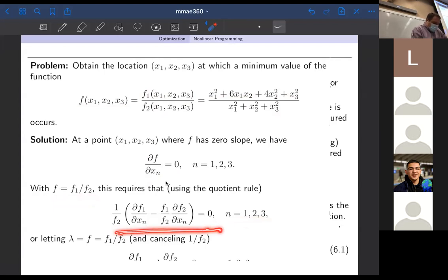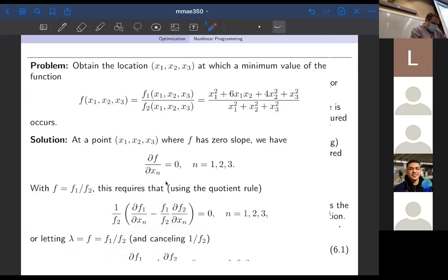Now, if I let lambda, I just pick some random Greek letter, there's a bunch of them, and I just picked a random Greek letter, just so happened to pick lambda, no particular reason, and I'm going to call that my f, which is f1 over f2. Now, why did I do that? Well, here's an f1 over f2, so I'm going to call that lambda. And you'll see why that's helpful in a moment. So I've just rewritten this quotient rule in this form, where lambda is f1 over f2.